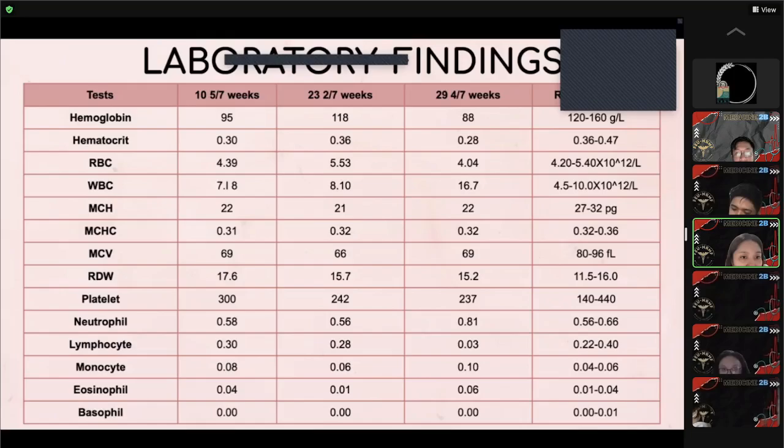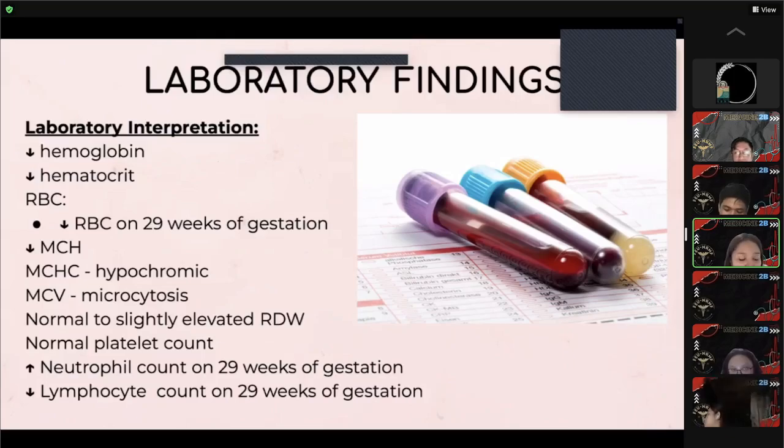increased. And next slide please, for the peripheral blood smear, what was seen in the patient's lab result is hypochromic microcytic RBCs, and also a normal to slightly elevated red cell distribution width, and the platelet count is normal. Next slide please.